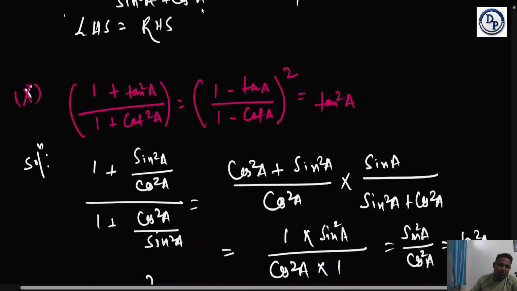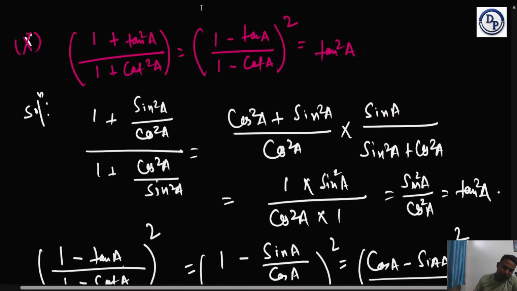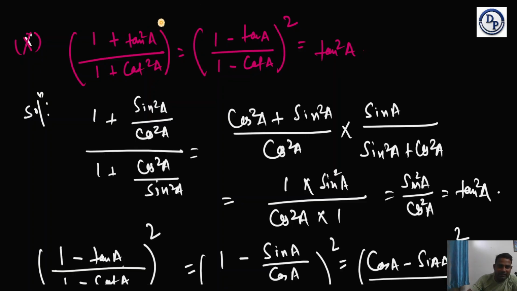Now the last question is question number 10. So now this question is also very easy. Directly we can use the identities as well. So we take this part.